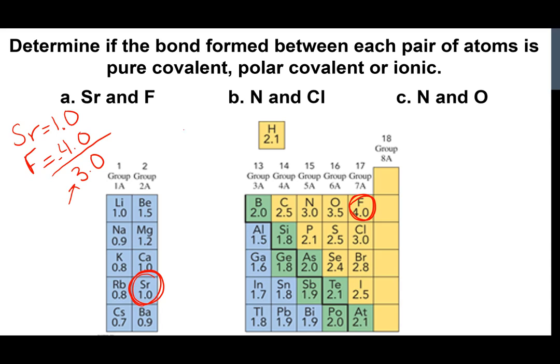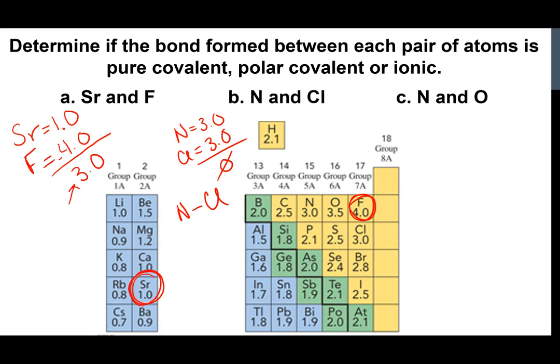Let's do nitrogen and chlorine. So nitrogen's electronegativity is 3.0. Chlorine's electronegativity is also 3.0. So an electronegativity difference of 0. So what does that tell me about this nitrogen and chlorine bond? It's a pure covalent or a non-polar covalent bond. They are sharing those electrons equally or evenly. So there is no dipole moment, no separation of charge, pure covalent.